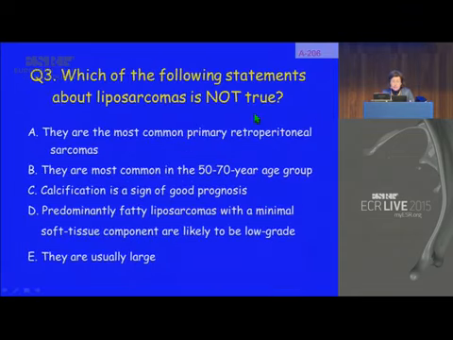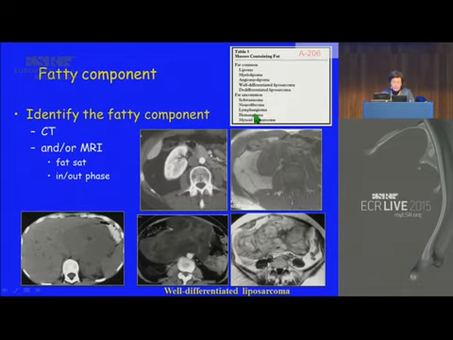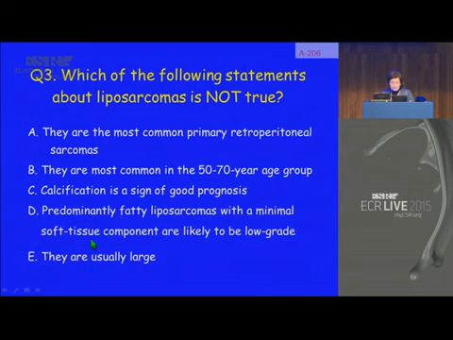It's usually easy to identify a fatty component with negative CT densities, as in this example, and high signal intensity on T1 weighted MR images, which decreases with fat saturation. These are examples of well-differentiated liposarcomas with evident fatty component, and here with a very limited fatty component.